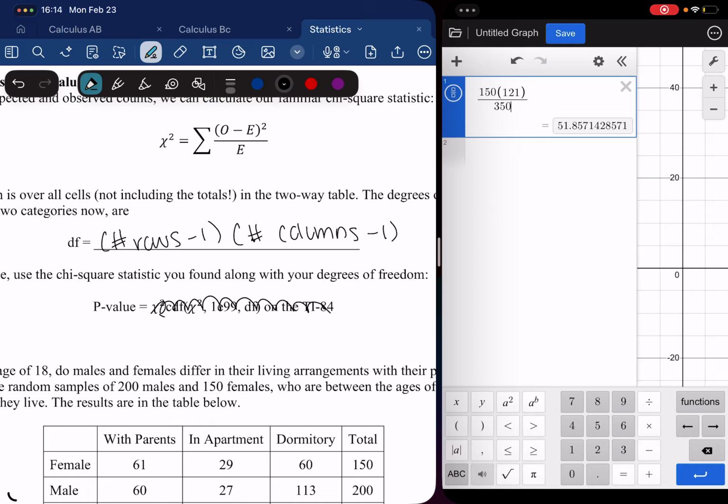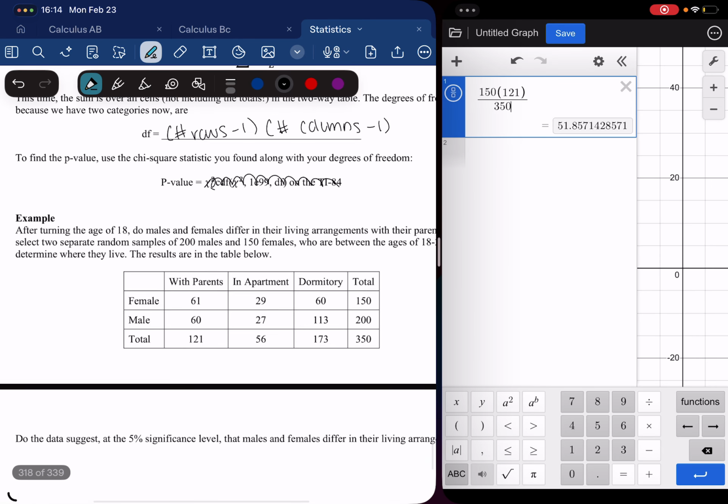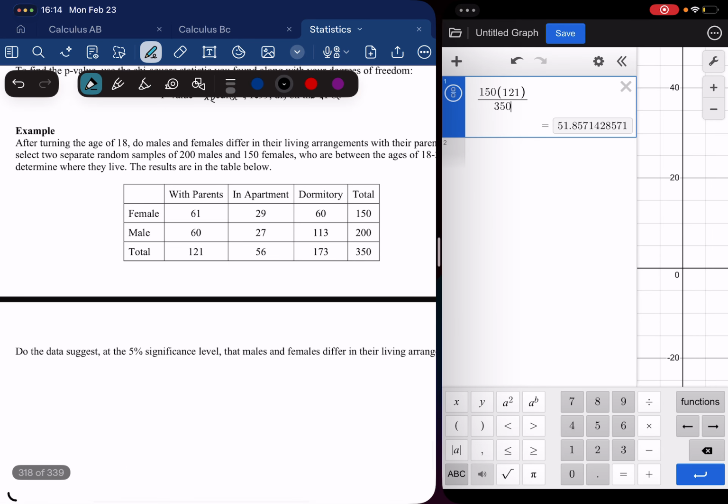Okay, then it talks about the p-value, but we already know how to find that on Desmos, and I will remind you in just a moment. And then that brings us back to our example, and notice that that example is exactly the same as the one that we were doing in the beginning.